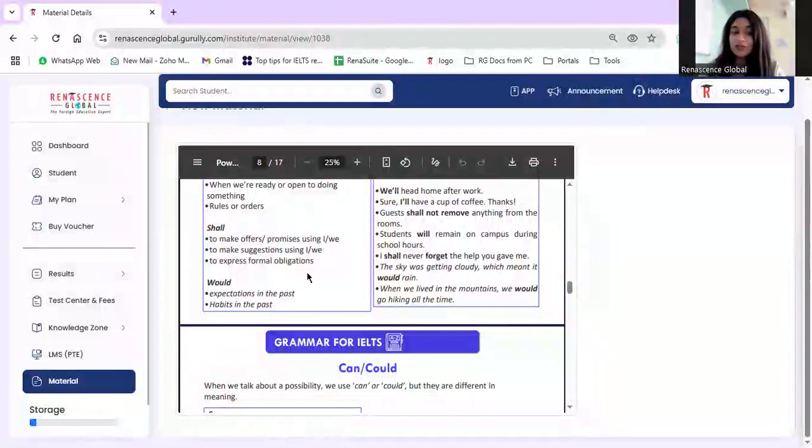Would is for expectations in the past and habits in the past. If I would have been a child, I would be eating Cerelac now. So we are talking about the past, right? कि अगर past में something has been happening.